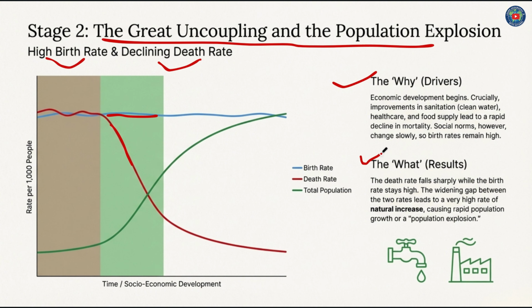What are the consequences? The death rate falls sharply while the birth rate stays high. The widening gap between the two rates leads to very high rates of natural increase. This is the natural increase, causing rapid population growth or a population explosion.